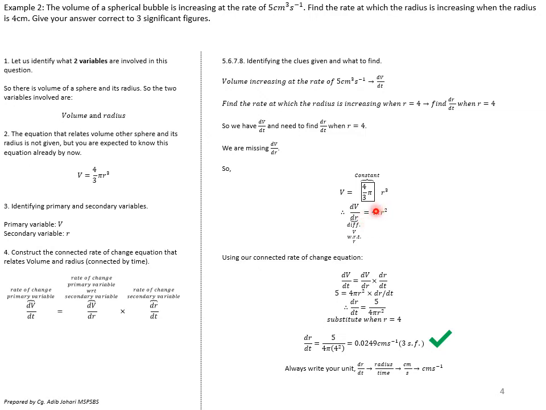Alright, so now we have all the information, you substitute. dV/dt is 5, dV/dr is 4 pi r squared, and we need to find dr/dt. Alright, so move this to the other side, becomes divide, you have this, and then we have r here, so substitute 4, you get this answer. Always write your units. Since this is rate of radius with time, it should be centimeter over second, so cm s^-1.